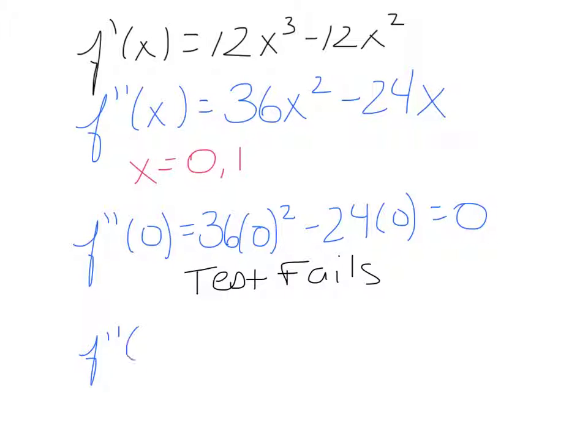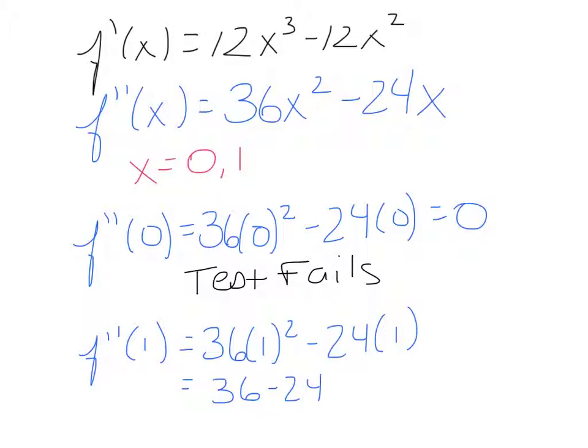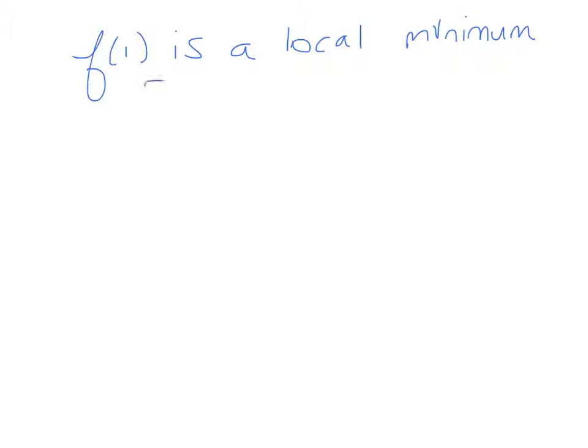But let's try f double prime of 1, which is 36 times 1 squared minus 24 times 1. That looks like 36 minus 24, which is 12, which is a positive number. So we must have a local minimum at x equals 1. So all we have to do is write a statement. F of 1 is a local minimum since f double prime at 1 is positive.